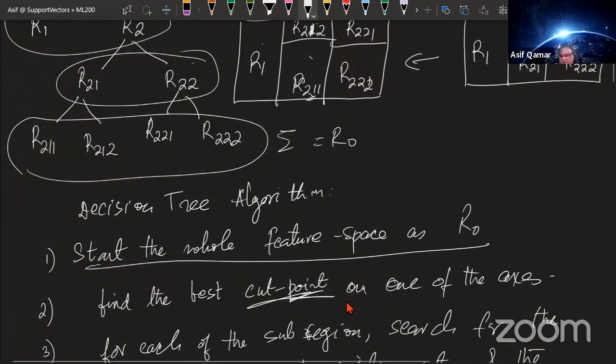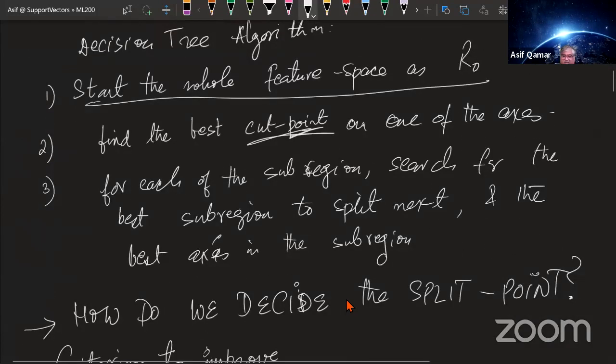So just to review the decision tree algorithm, how do we do it? The steps were, you start with the whole feature space as R0. Then you find the best cut point on one of the axes. Now, how do you find the best cut point? You'll have to scan each of the axes to find the best cut point. So it is computationally intensive. For each of the subregions next, search for the best subregion to split and the best axis in the region.